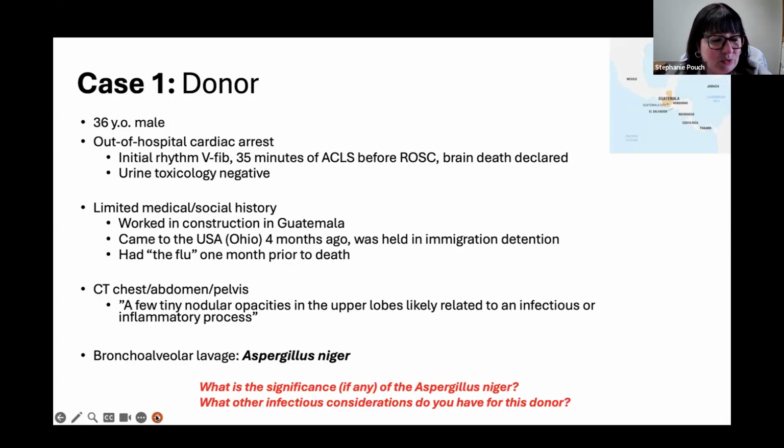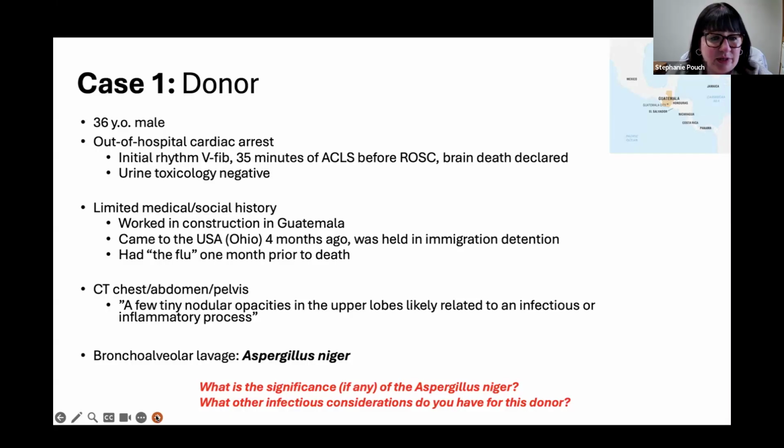And then the other thing in the back of my mind, knowing that he had the flu a month prior, the question that initially comes to mind is, was this really the flu, or could this have been reflective of another acute respiratory illness that may or may not have been viral in nature? Or if he did have the flu, could there have been a potential for post-influenza aspergillus colonization? So these are all things that are crossing my mind.